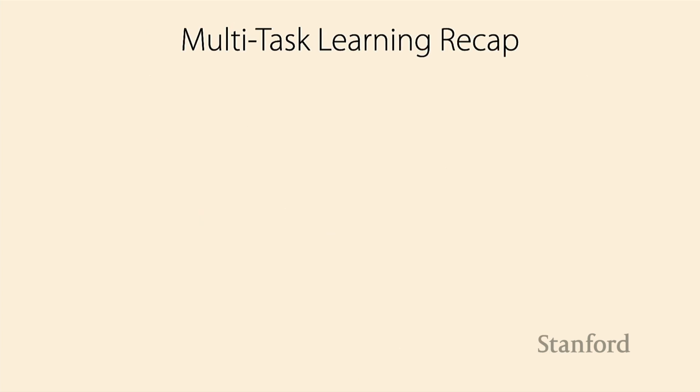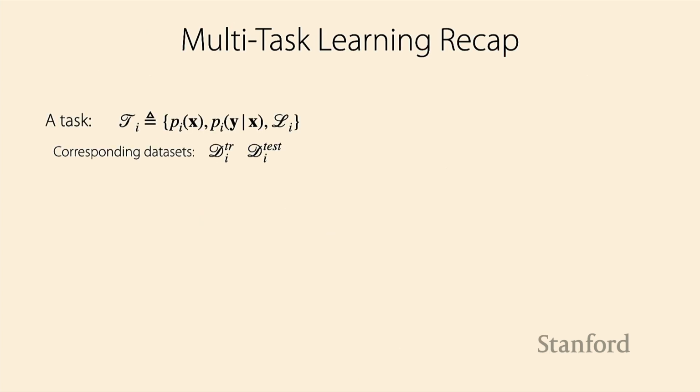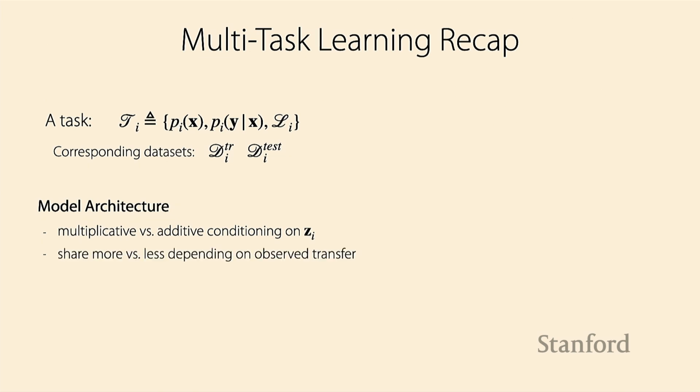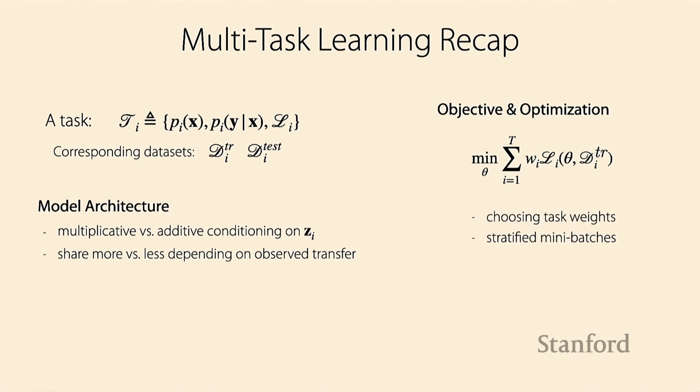Okay, so to recap most of the lecture, we talked about what a task is, as these data generating distributions. We talked about how each of these tasks has datasets, and how for the model architecture we could have multiplicative conditioning versus additive conditioning, and that multiplicative is a bit more general, or a bit more expressive. And then you could also try to share more or less of your network depending on the transfer that you observe. We also talked a little bit about the objective and the optimization, about choosing task weights, as well as stratifying your mini batches so that you have a similar amount of data per task in your mini batch.